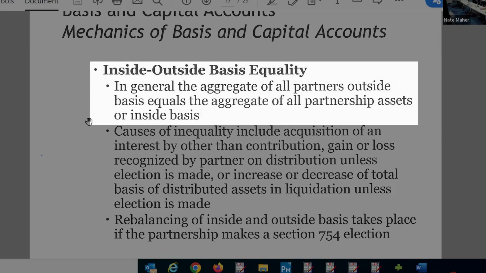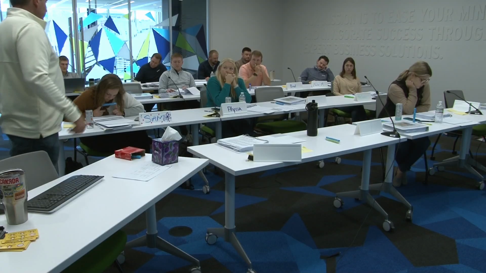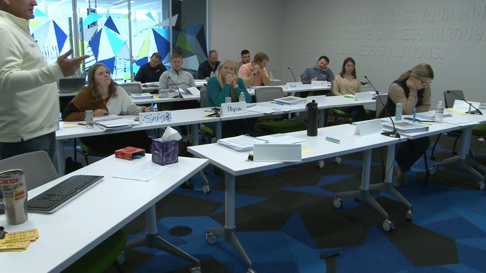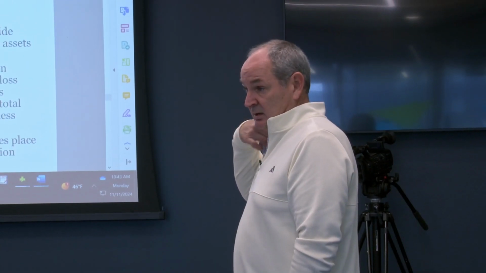In general, aggregate of all partners' outside basis equals aggregate of all partnership assets' inside basis. So I think the starting point of what Aaron is saying here is that if you're an original partner in the partnership, your inside and outside basis should be the same. And then I think he's going on to say what could cause an inequality is the purchase of the partnership interest.